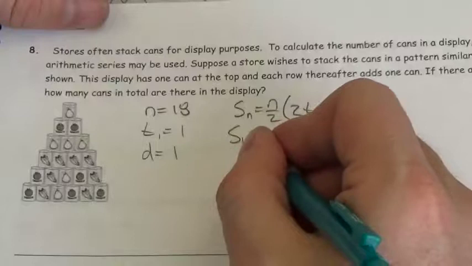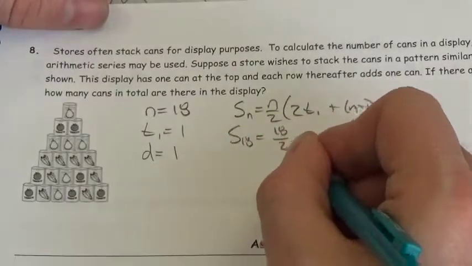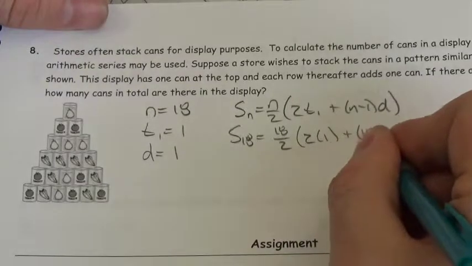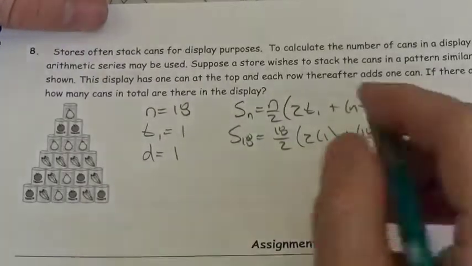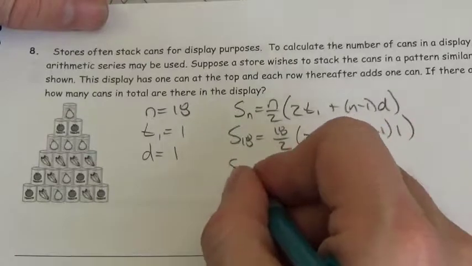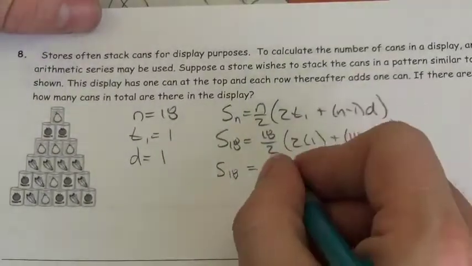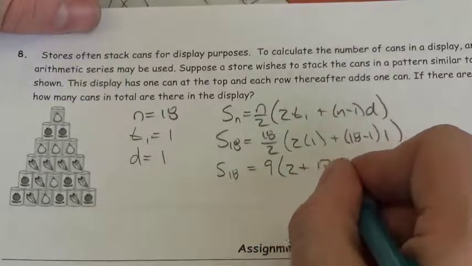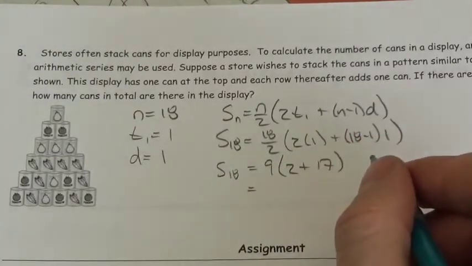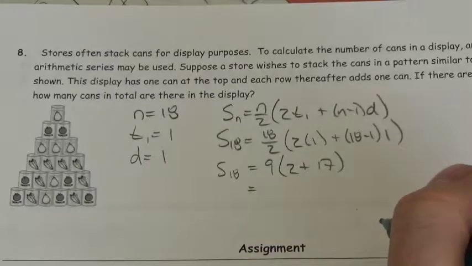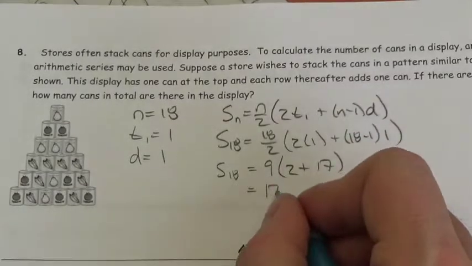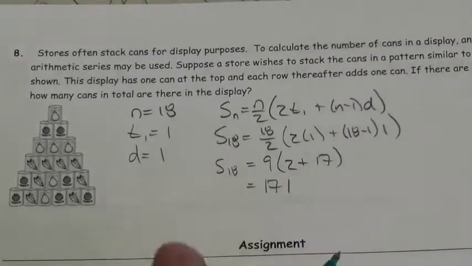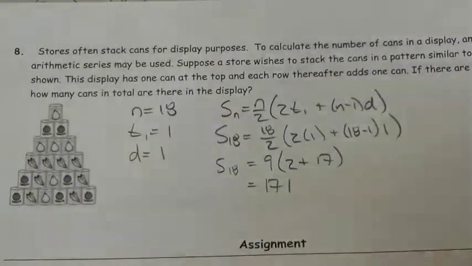So we're looking for the sum of the first 18. So that's going to be 18 divided by 2, times 2 times 1 plus 18 minus 1 times 1. So the sum of the first 18 rows is going to be 9 multiplied by 2 plus 17. Well, 2 plus 17 is going to be 19 multiplied by that 9 out front. There are 171 cans in that particular display.